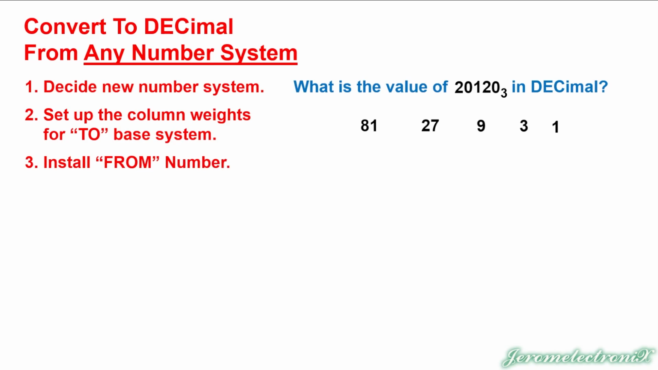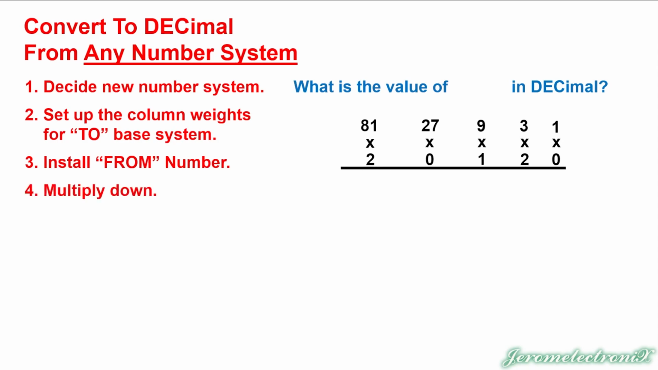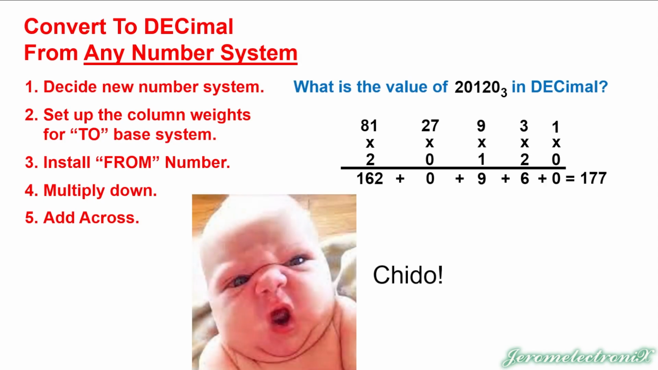Next, we're going to install the from number. That's the number we're going to start with and convert from, and then to decimal. There it is. Next step, multiply down. So 81 times 2, that's 162. 27 times 0 is 0. 9 times 1 is 9. 2 times 3 is 6. And 1 times 0 is 0. If we complete the next step, add across, then we get the answer, the conversion to decimal of 177. So 20120 is the same value as 177 in decimal.